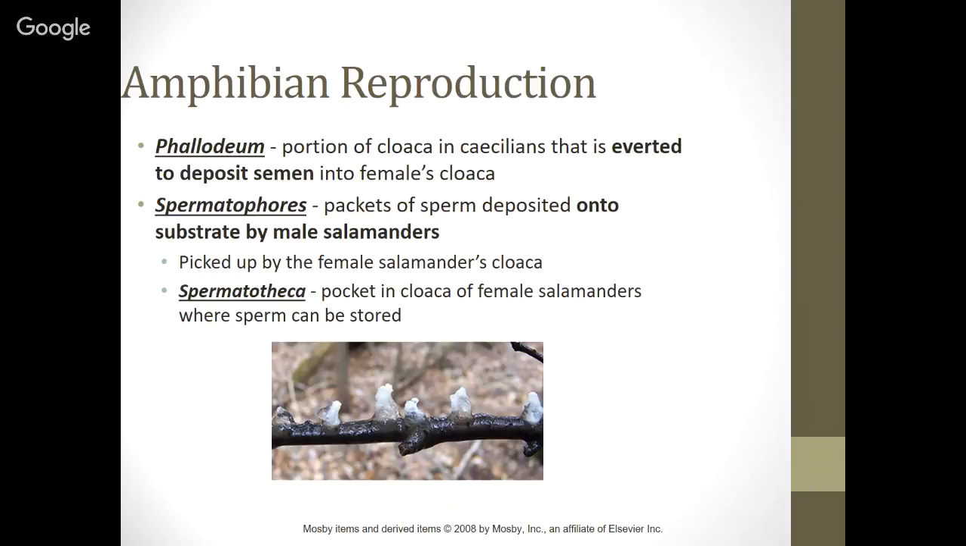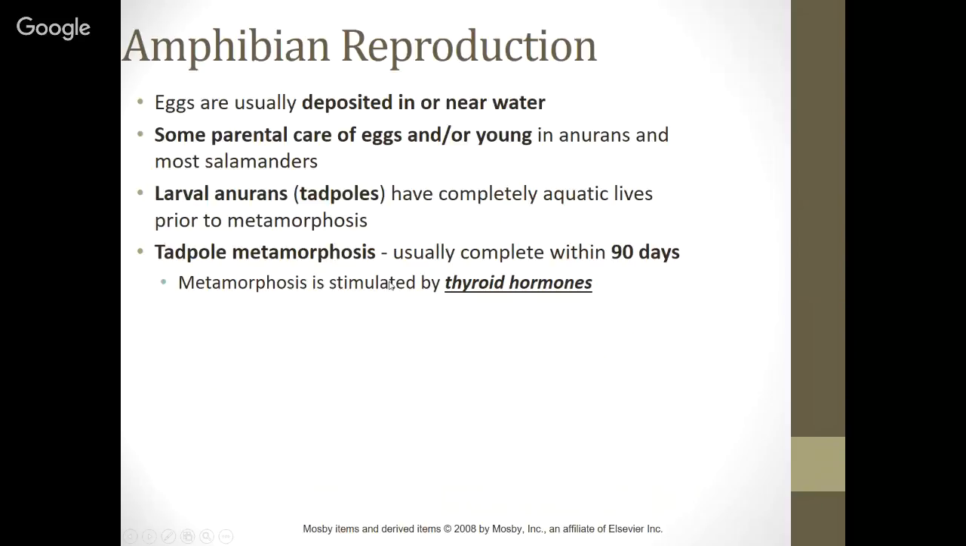Caecilians have intromission. Spermatophores are little packets of sperm that are deposited onto a substrate like this stick by male salamanders. And then the female will walk over these little packets of sperm, and they will be picked up by their cloaca. A spermatheca is a pocket in the cloaca of female salamanders where sperm is stored. So they'll walk over this sperm, store the sperm until they're ready, and then will fertilize those eggs.